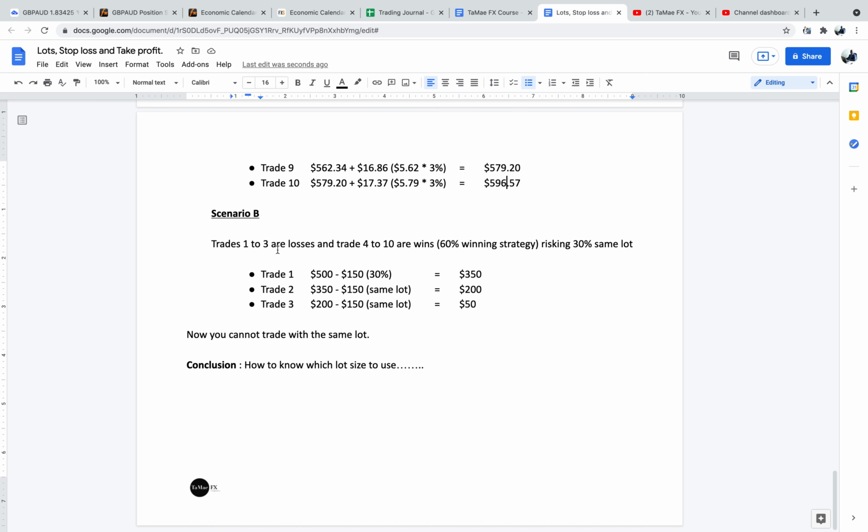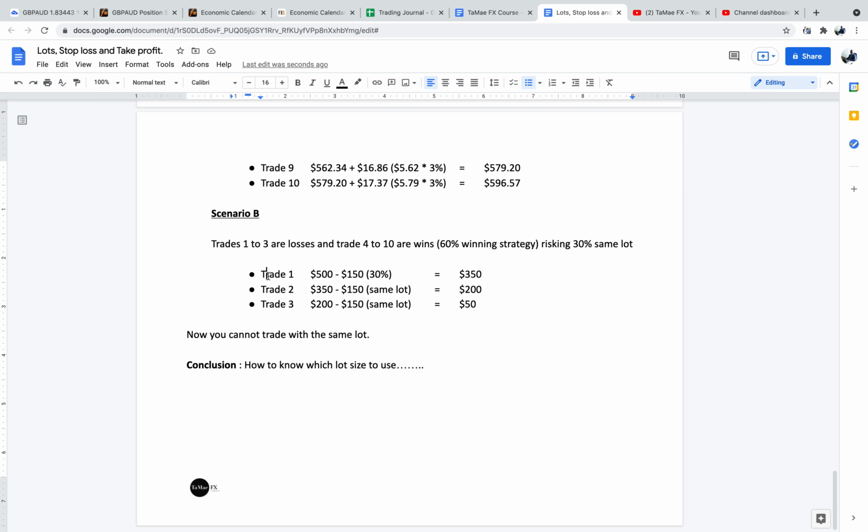Trades 1 to 3 are losses, and trades 4 to 10 are wins, using a 60% strategy, risking 30%. This is what new traders usually do. They don't know what lot sizes are and how they affect their trading. So they're probably using the same lot size, just putting 1.00 lot size or 0.7 lot size. They don't even know how it affects their trading.